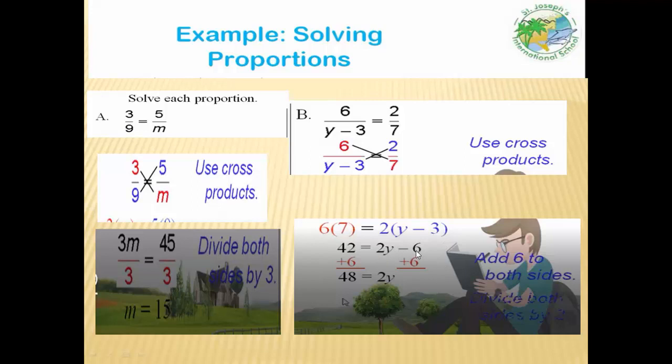Then if you want to solve this equation, we should remove 6 from the right side by adding 6 to both sides: plus 6 and plus 6. 42 plus 6 equals 48, and negative 6 plus 6 equals 0. Then 48 equals 2y. Okay, then divide both sides by what? By 2 to remove 2. Then y equals 24.